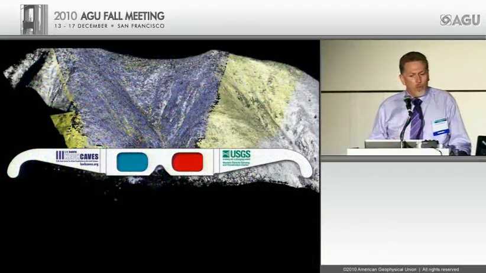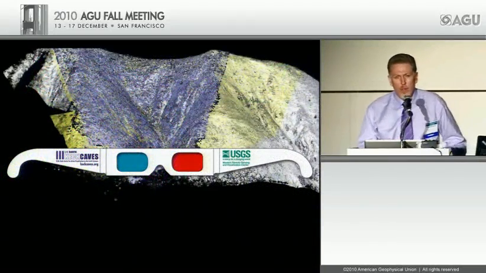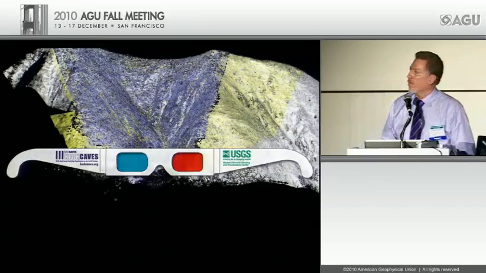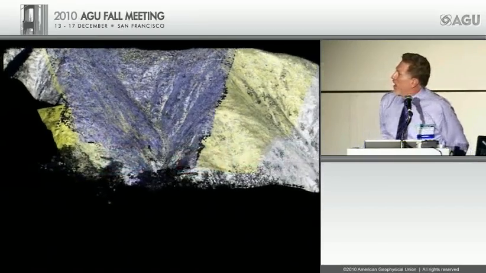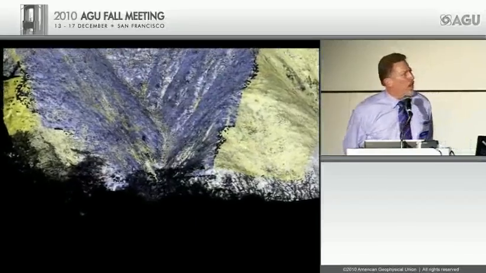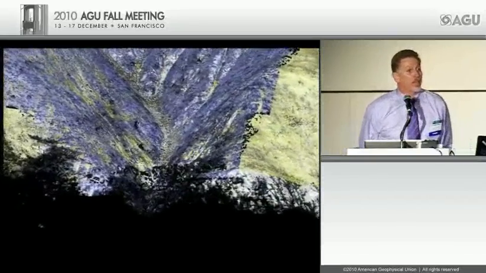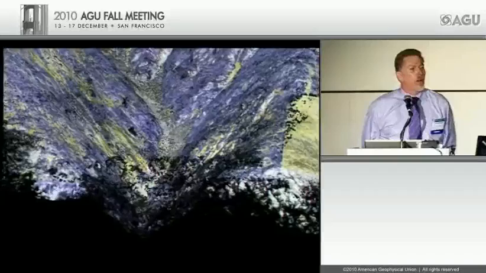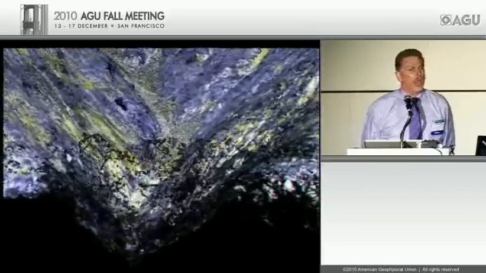Here, we've got one last 3D animation. So go ahead and put on the glasses. What we're going to do is fly in. The white data are from the day before the storm. The yellow are the day after. And then the blue are at the end of the season.